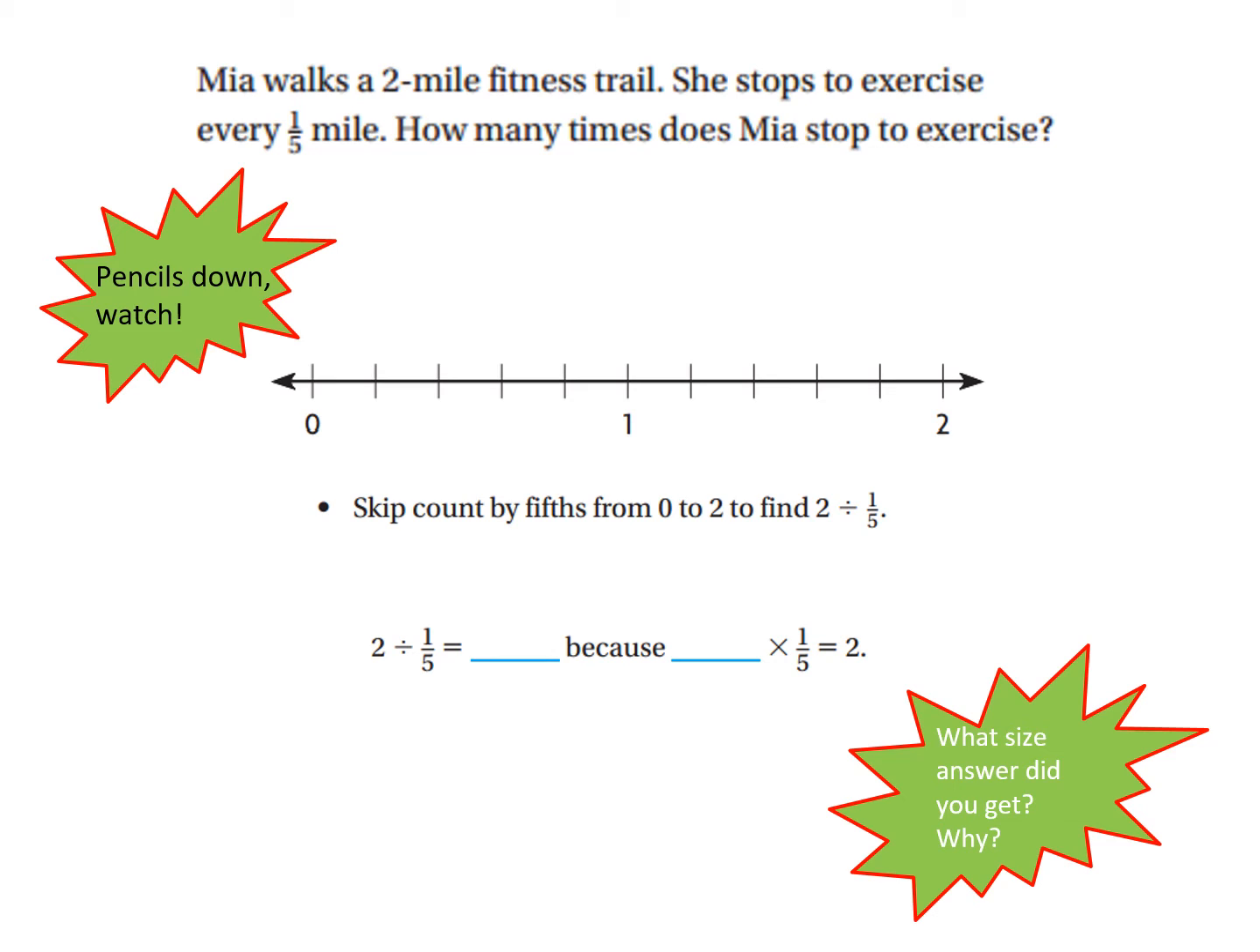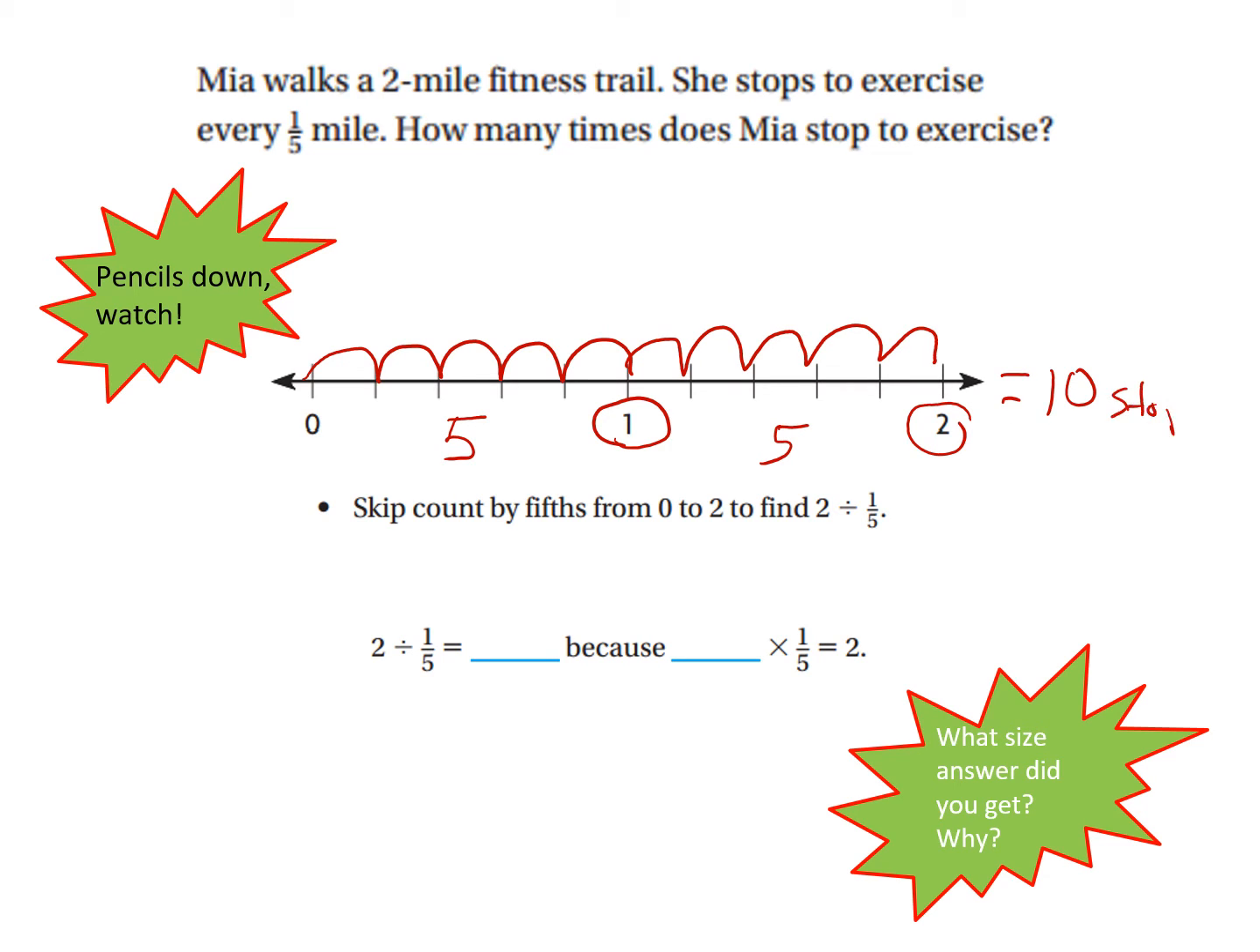Here, on this number line, Mia walks 2 miles. She walks a 2-mile fitness trail. She stops to exercise every 1/5 mile. How many times does Mia stop to exercise? Here's mile 1. Here's mile 2. She stops 1, 2, 3, 4, 5 times in the first mile, 1, 2, 3, 4, 5 times in the second mile, for a total of 10 stops. So 2 whole divided by 1/5 gives me 10. Or 10 stops times 1/5 gives me 2 whole.